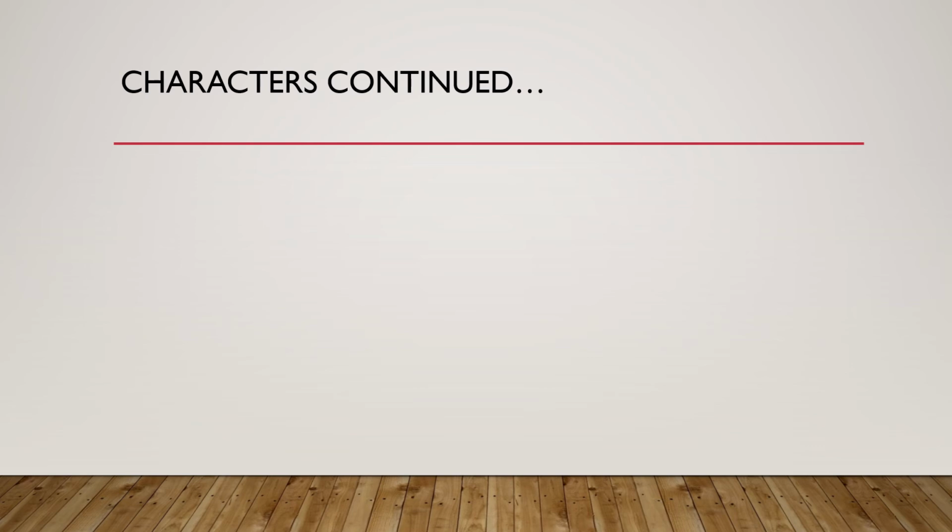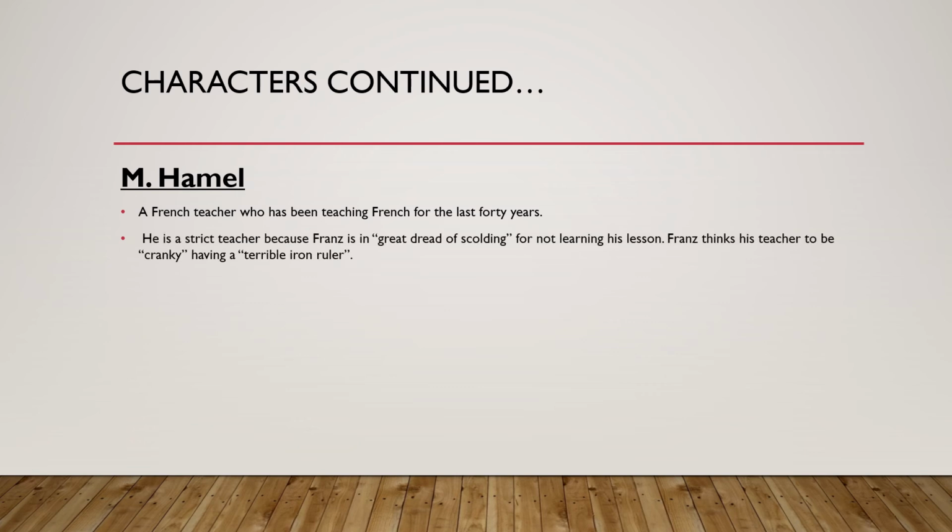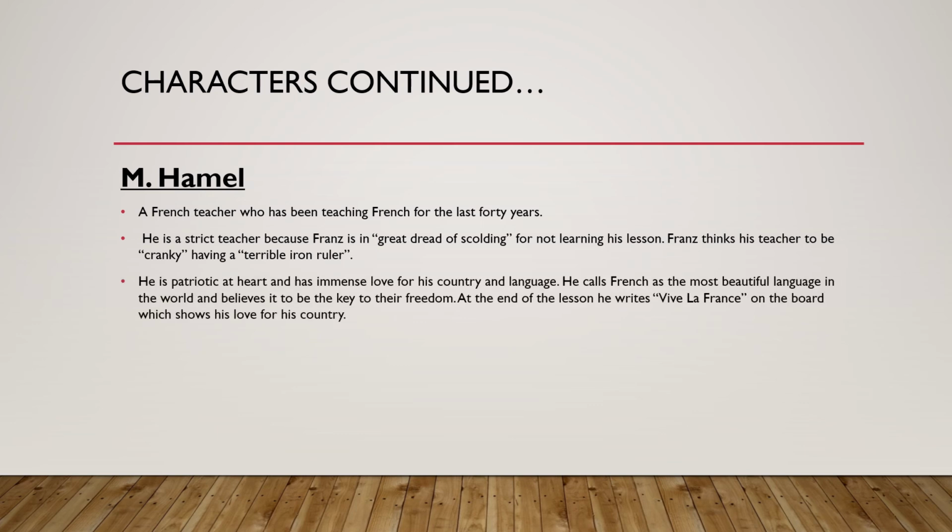The second main character of the story is M. Hamel, a French teacher who has been teaching in Alsace for the last 40 years. Franz recalls him as being cranky, having a terrible iron ruler, and it shows us that M. Hamel is particularly strict. We see that he is very patriotic at heart because he loves his country and language. He calls French the most beautiful language in the world. At the end of the lesson, he writes on the board, "Long live France," which shows his emotions for his country. He is very sincere and honest also.